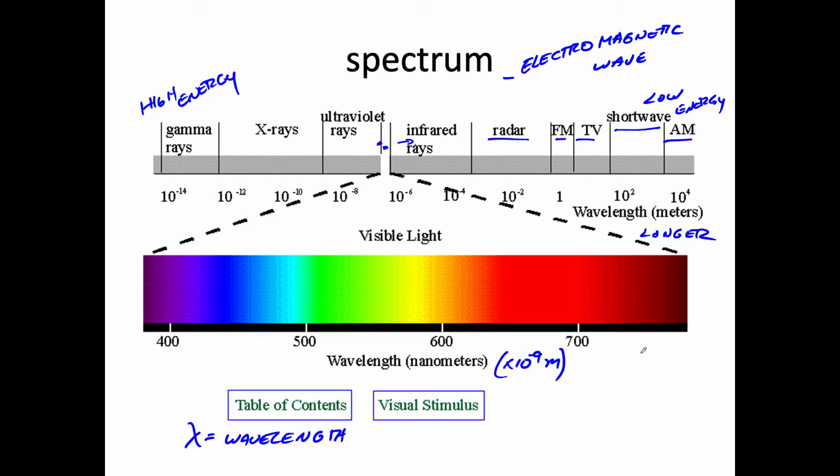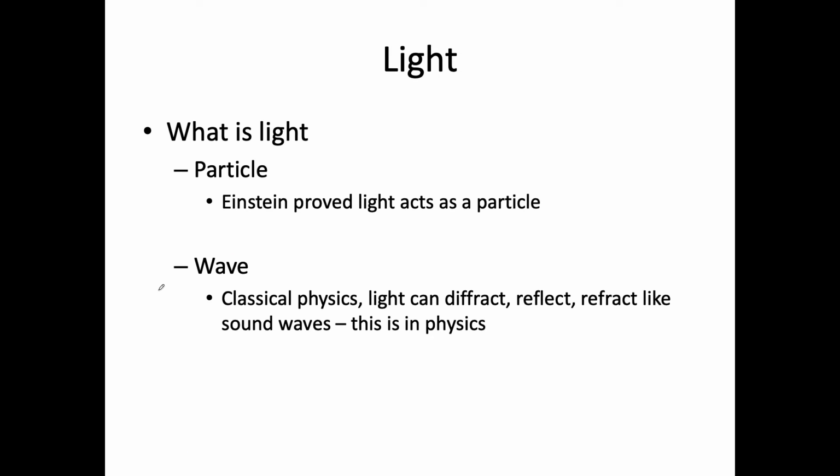And you should know the spectrum: red, orange, yellow, green, blue, indigo, violet. There's no such thing as purple. Even though this is purple, this is actually a shade of blue. So when we talk about light, we talk about light as a wave and as a particle. We have this duality, meaning that it can exist both as a particle and a wave.